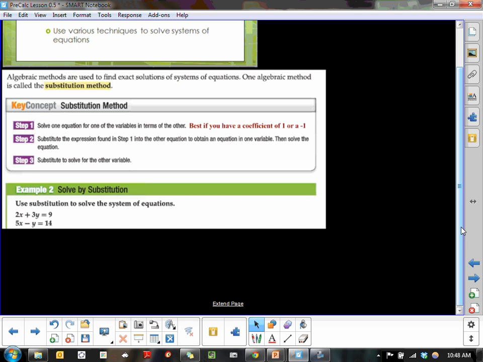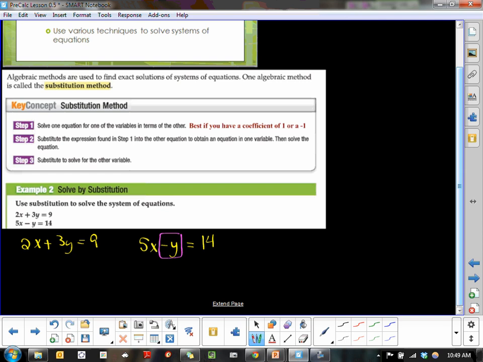So we have two equations. We have 2x plus 3y equals 9. Neither of those has a coefficient of 1. As I mentioned earlier, this equation has a coefficient of a negative 1. What I want to do is solve for that term that has either a positive 1 or negative 1 as a coefficient. So I'm going to solve this for y. And I would prefer to solve for a positive y versus a negative y.